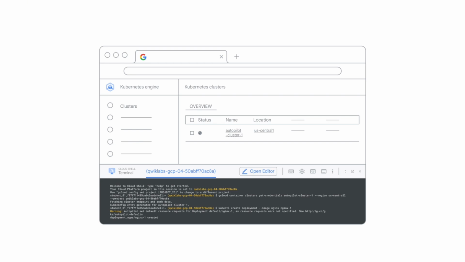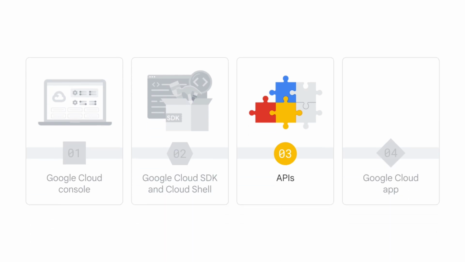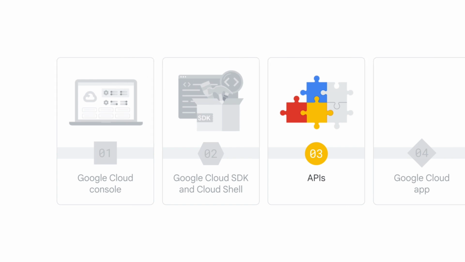Some of those commands are from the Google Cloud SDK, and others will be specific to your workload. Later in this course, you'll learn about the kubectl command, and you can see it being launched from Cloud Shell here. The third way to access Google Cloud is through Application Programming Interfaces, or APIs.